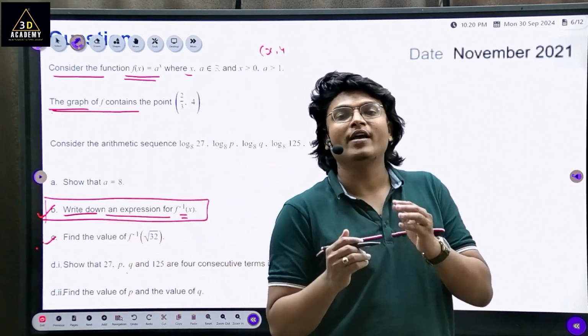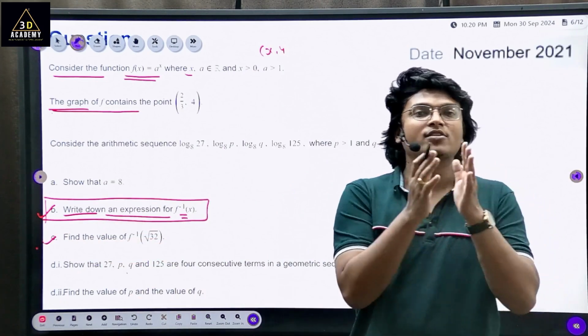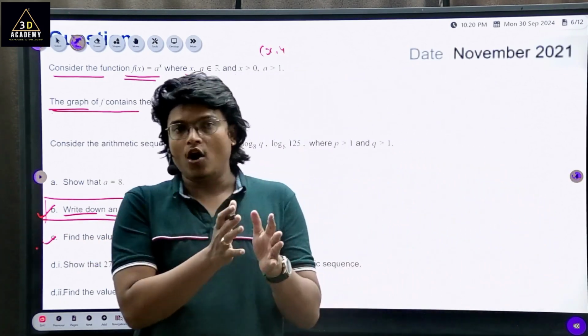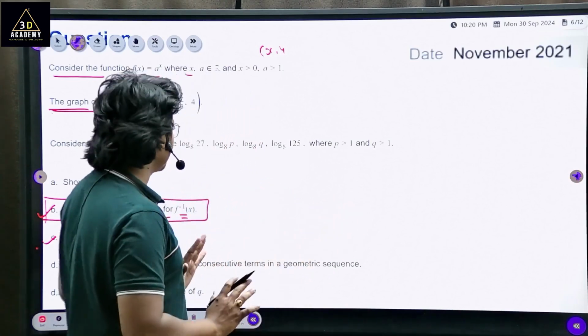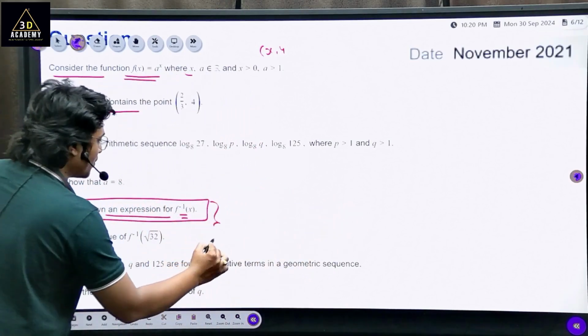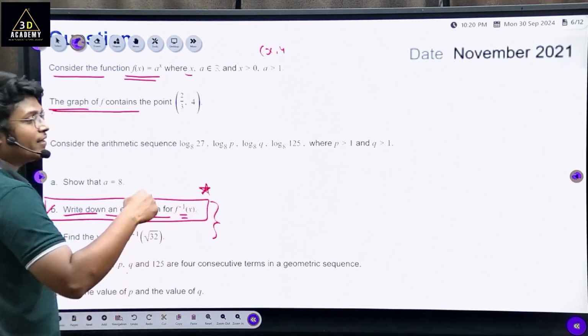As till now we have covered only arithmetic sequence, geometric sequence, and logs. We have covered these 3 topics till now. So we will not be solving these 2 questions here, but we will definitely be solving them when we cover functions.